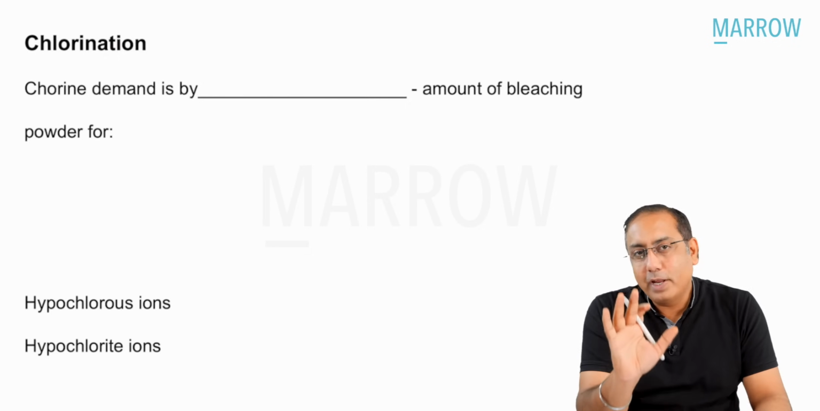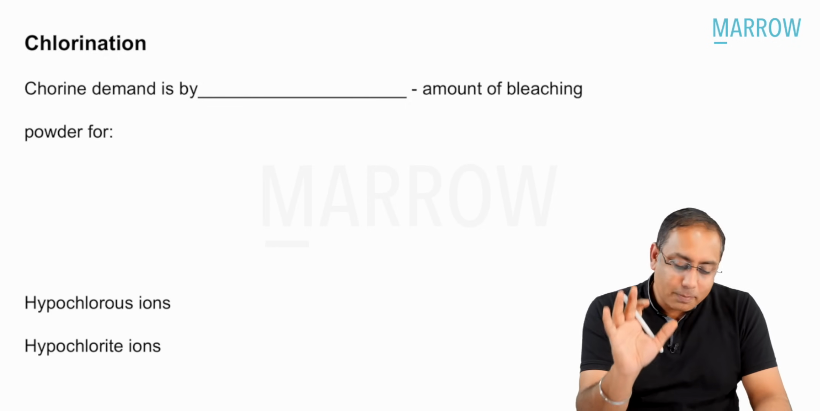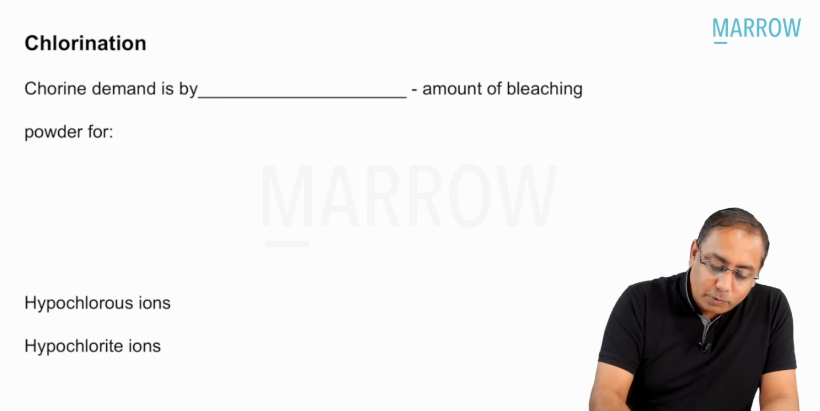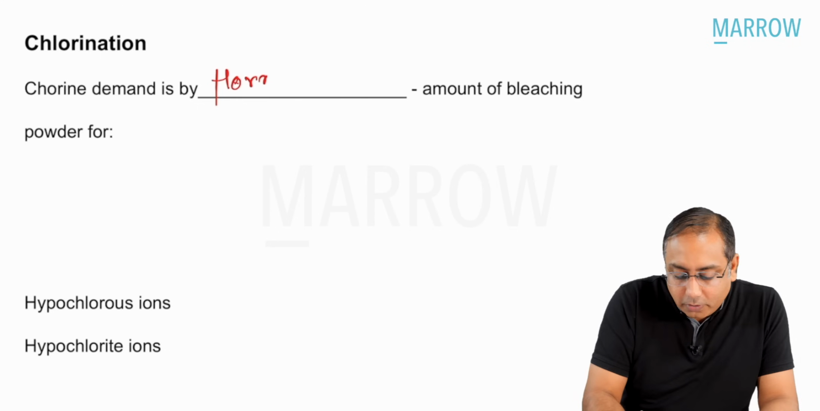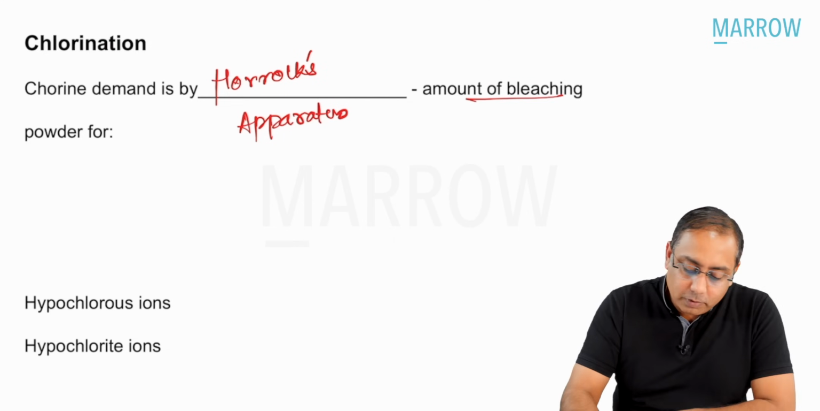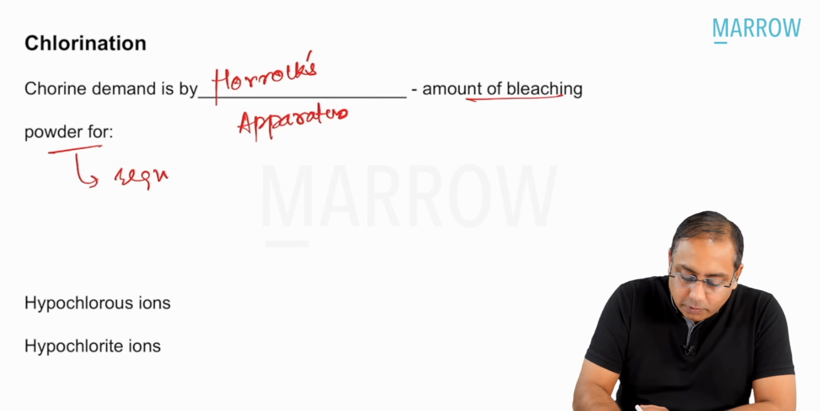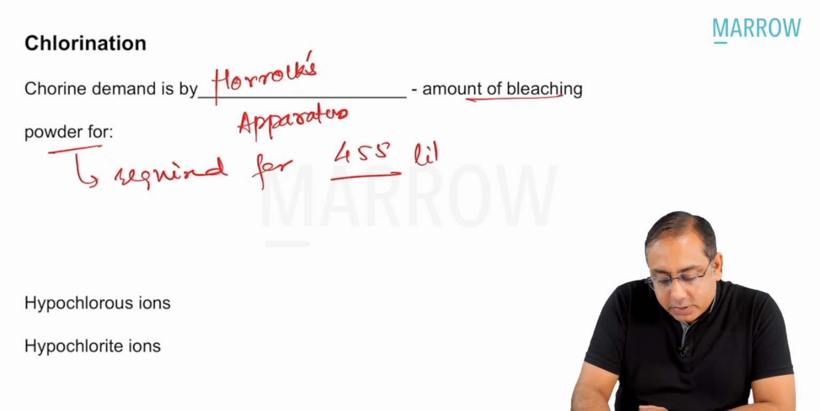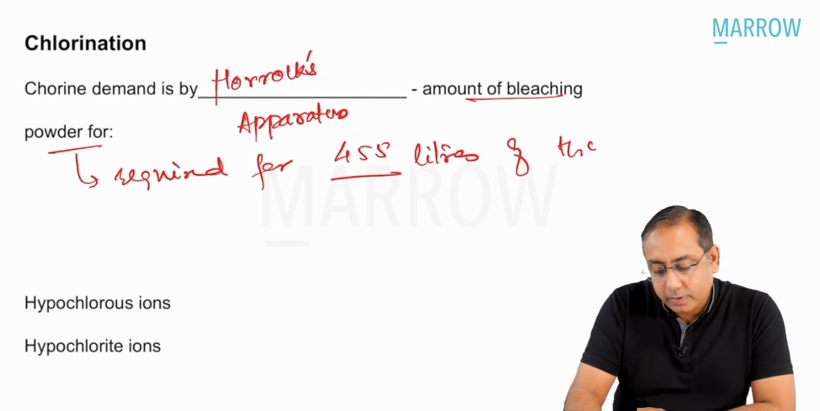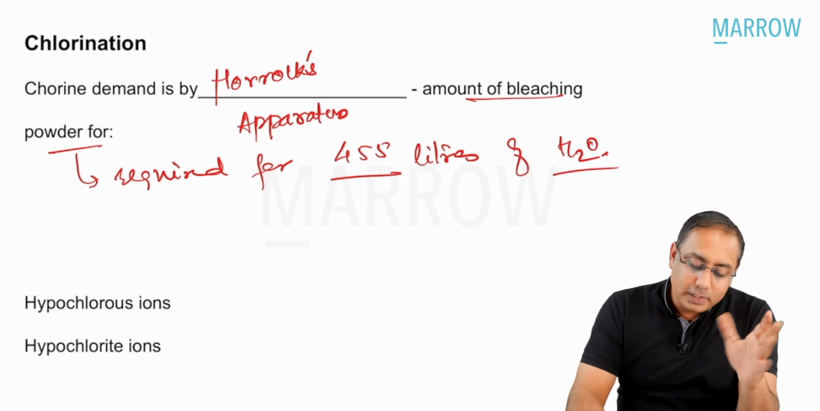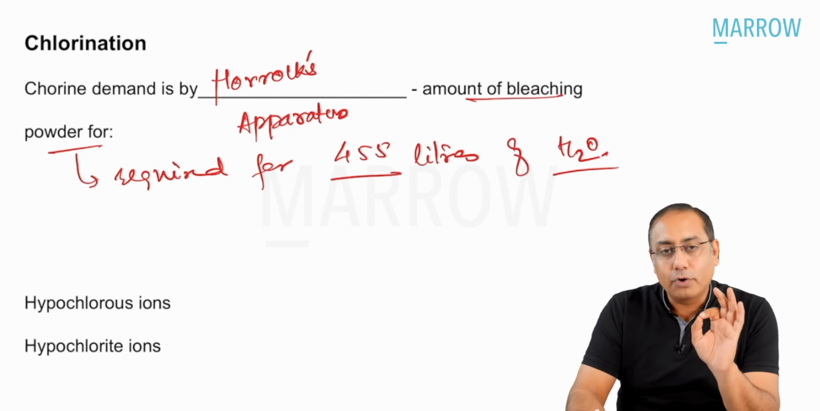A few points which are very important to revise before your exam about chlorination. What is the use of chlorine demand? Chlorine demand is given by which apparatus? It is given by Horrocks apparatus. And what is Horrocks apparatus going to tell us? It is the amount of bleaching powder required for 455 liters of water. To disinfect 455 liters of water, how much bleaching powder is required? This is given by Horrocks apparatus.